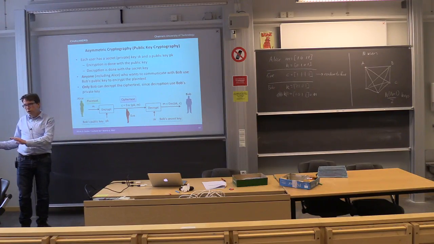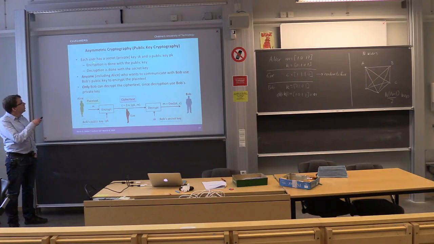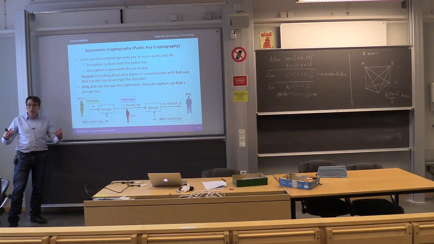We had symmetric cryptography, and now we go to asymmetric cryptography. Here, each user has two keys, one which is a secret or private key, and one which is a public key. So we have a secret key, SK, and a public key, PK. The trick is that we use encryption with the public key and decryption with the secret key. So it's not symmetric; we don't do encryption and decryption with the same key. There are two different keys. They're tied to each other, but they're different.